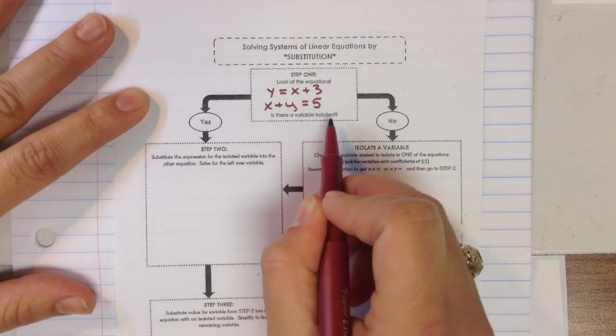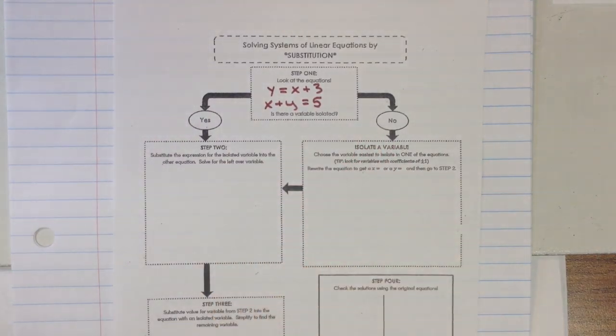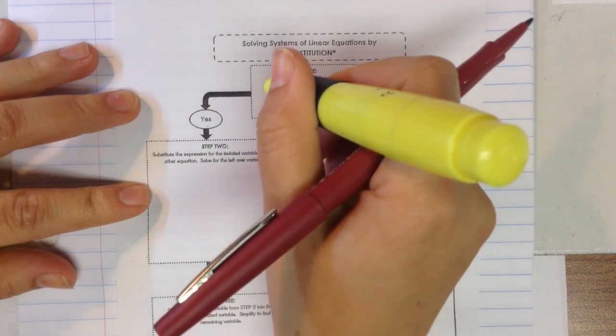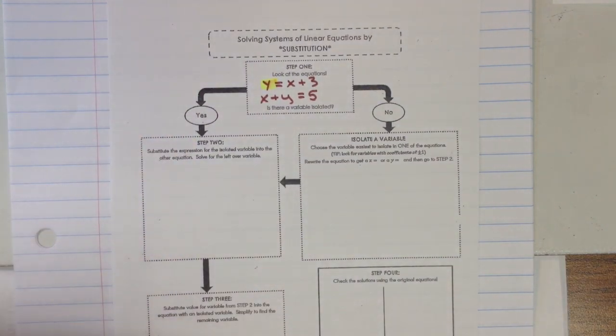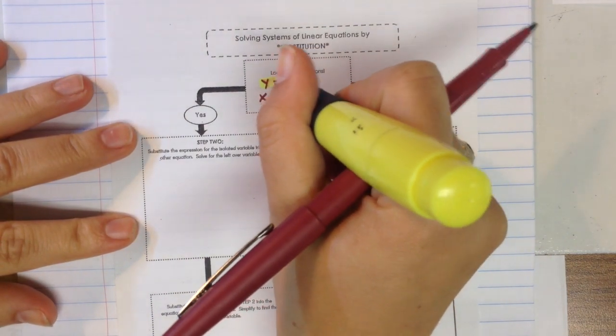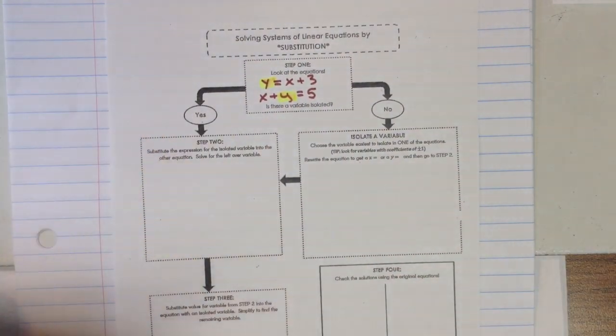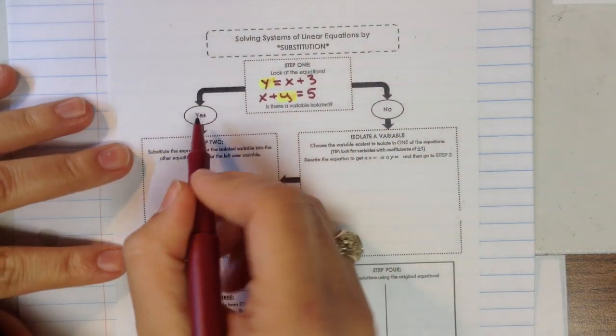Is there a variable isolated? So we look and we highlight. The y in the first equation is by itself. That's what isolated means, by itself. So highlight, circle, star, underline the y in the first equation. Then circle, star, highlight, underline the y in the second equation. Do you notice how there is one in each of them?